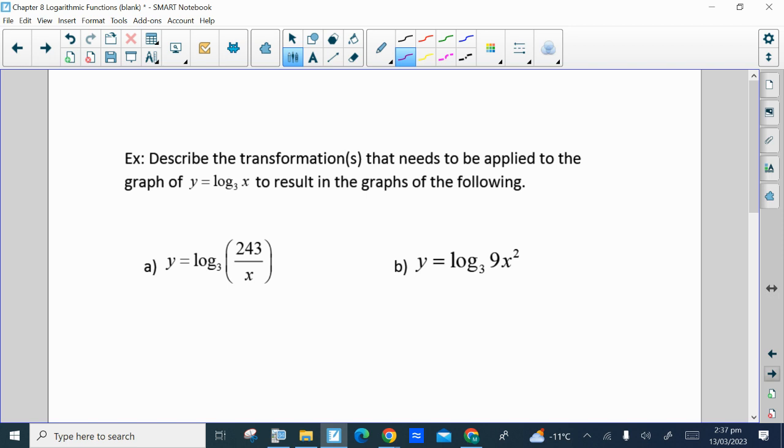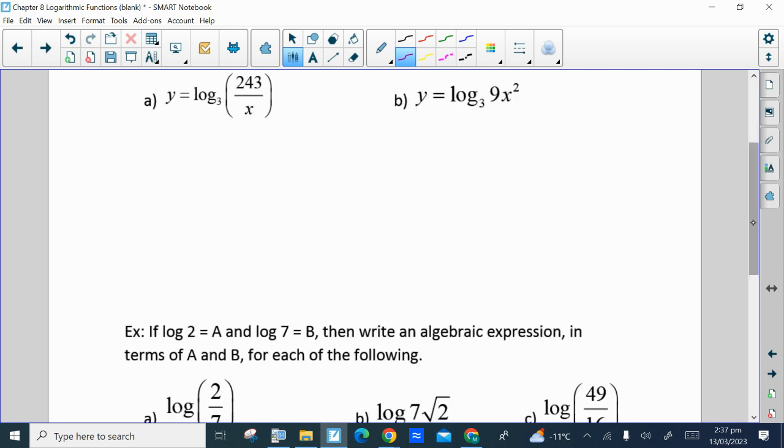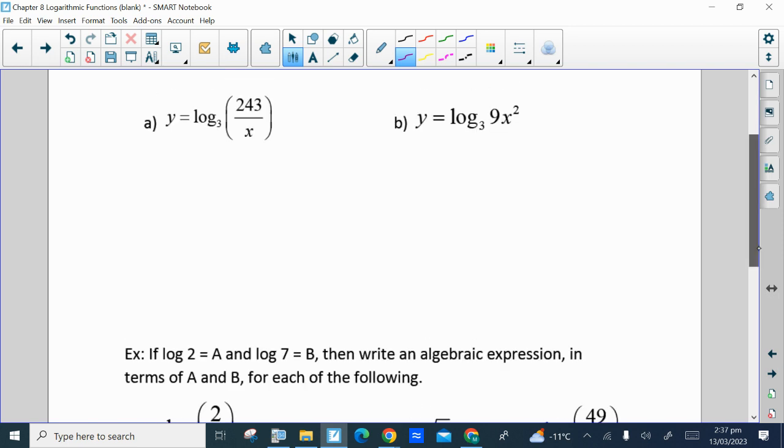Describe the transformations that need to be applied to the graph of y equals log base 3 of x to result in the graphs of the following. So now we're going back to our transformations. We need to look and see what those different parameters are. How do these graphs, or these equations, relate to y equals log base 3 of x?